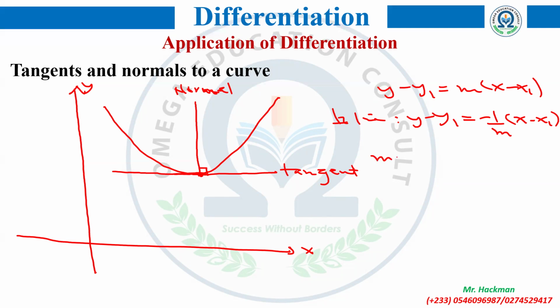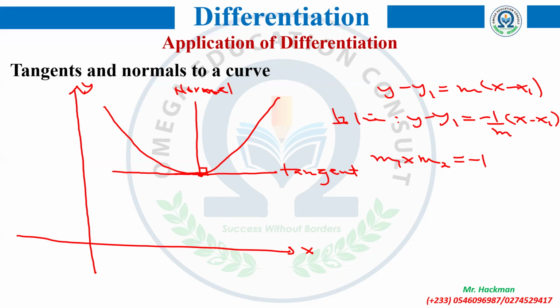Remember, we said the gradient of a line and the perpendicular line. So m1 times m2 should always give us negative 1. So if you know one, you know the other. Is my point well made, my professors?